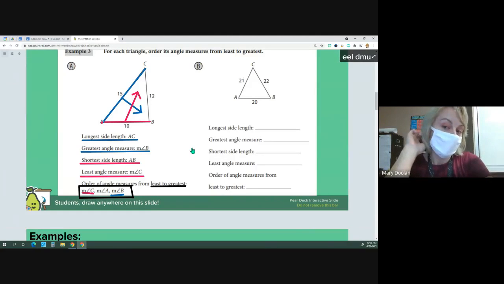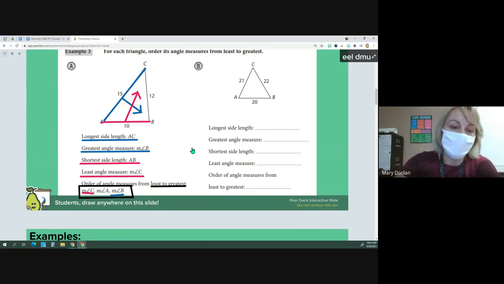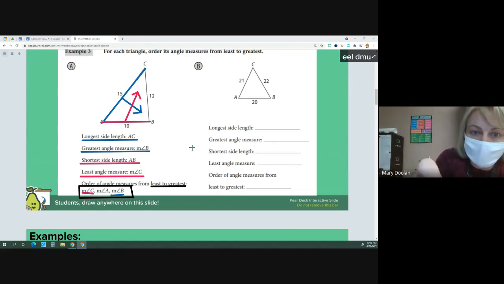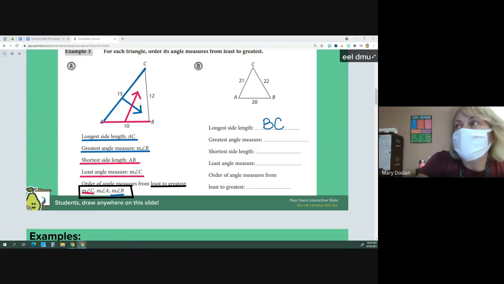Okay, so we have a triangle, ABC, and the three side lengths are labeled as 20, 21, and 22. And so the longest side length of those three is 22 because that's the largest number. So CB or BC is the longest side length. And then if I look, what is across from BC?